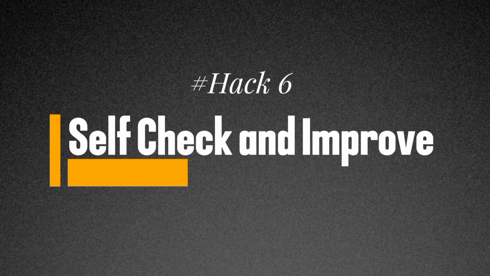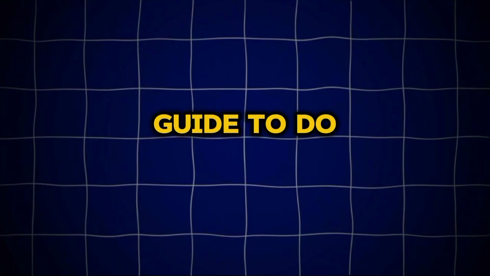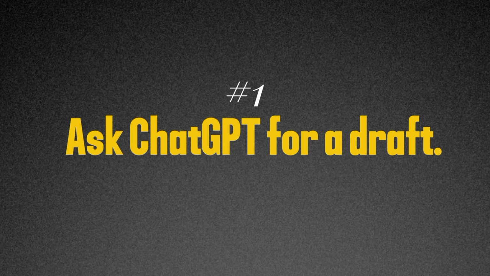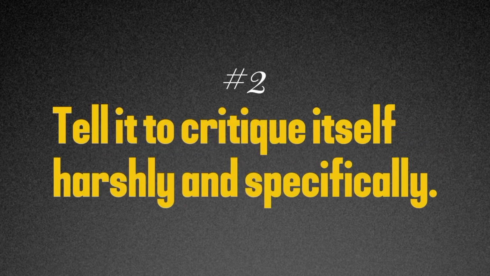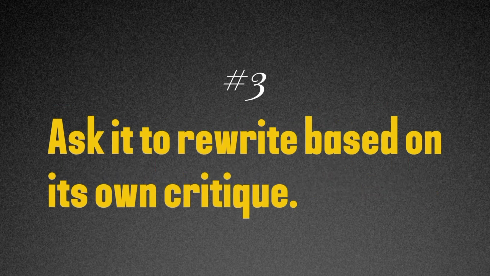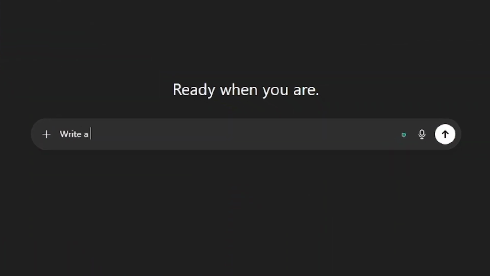Let's go. Hack 6. Self-check and improve. Here is a step-by-step guide to do it. Number one, ask ChatGPT for a draft. 2, tell it to critique itself harshly and specifically. 3, ask it to rewrite based on its own critique. And here is a sample prompt. Write a 500-word LinkedIn post about learning in public.